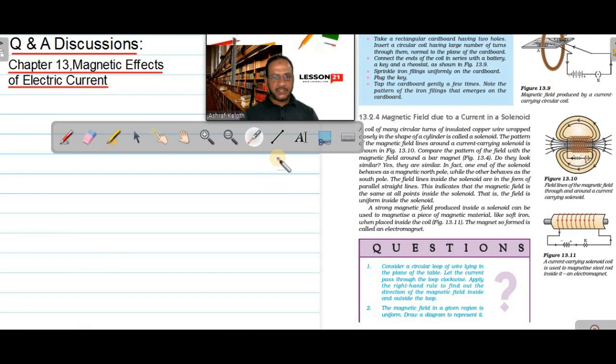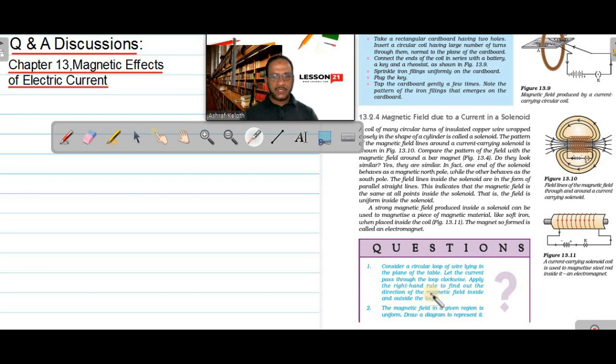Can you read the first question? Yes, sir. Consider a circular loop of wire lying in the plane of the table. Let the current pass through the loop clockwise. Apply the right hand rule to find out the direction of the magnetic field inside and outside the loop.